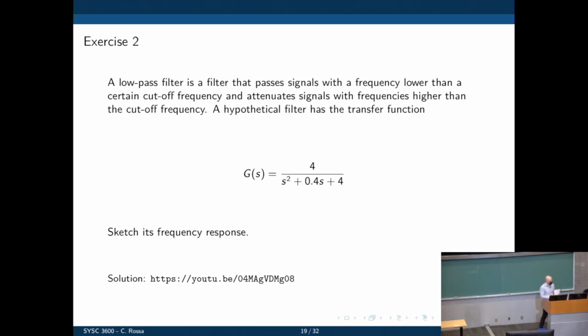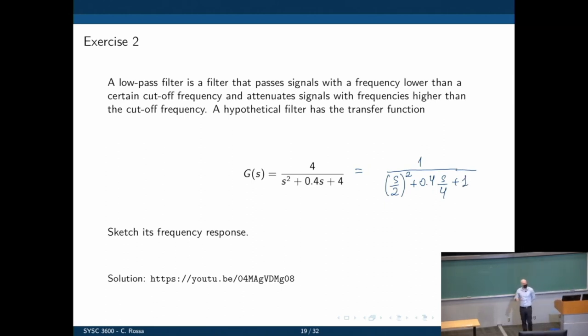Well, the first thing we need to do here is to rewrite this transfer function in the form we need for Bode plot analysis. That is, we need to create the denominator plus 1 at the bottom there. So we can divide the top and the bottom of the equation by 4. So that is (S over 2) squared plus 0.4 times S over 4 plus 1. I just divided the whole thing by 4, and then I wrote that as S divided by 2 squared, which is 1/4. That's step 1.